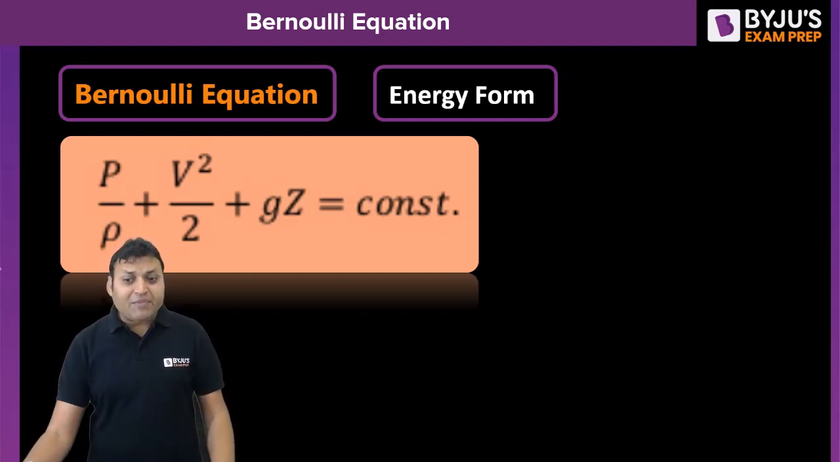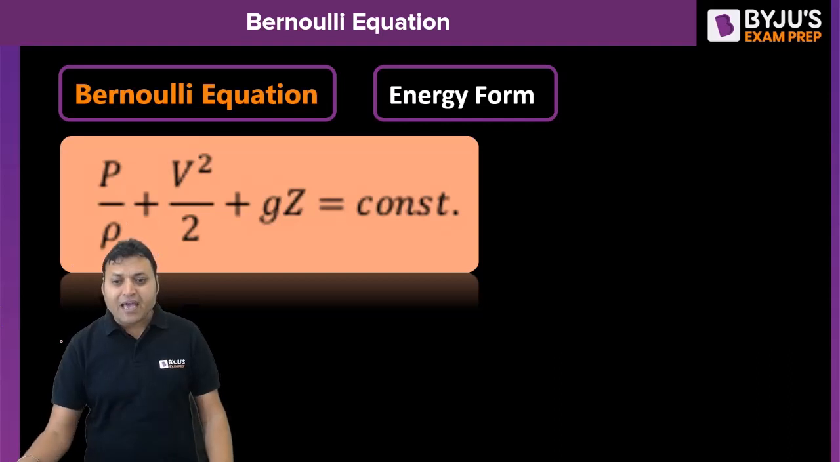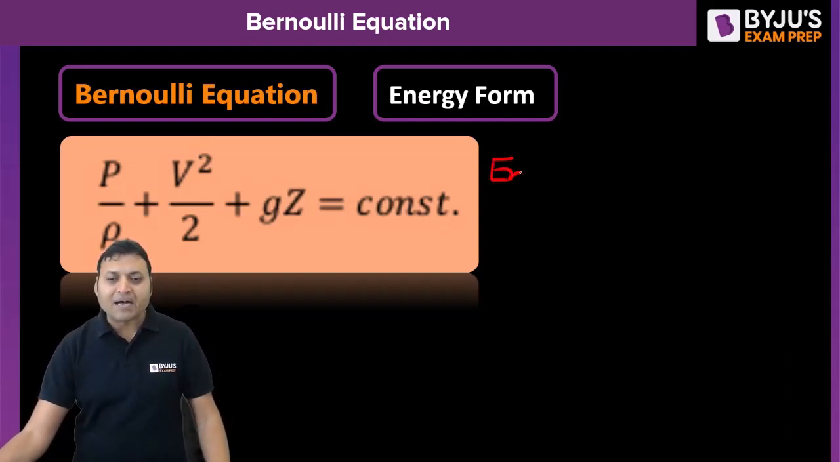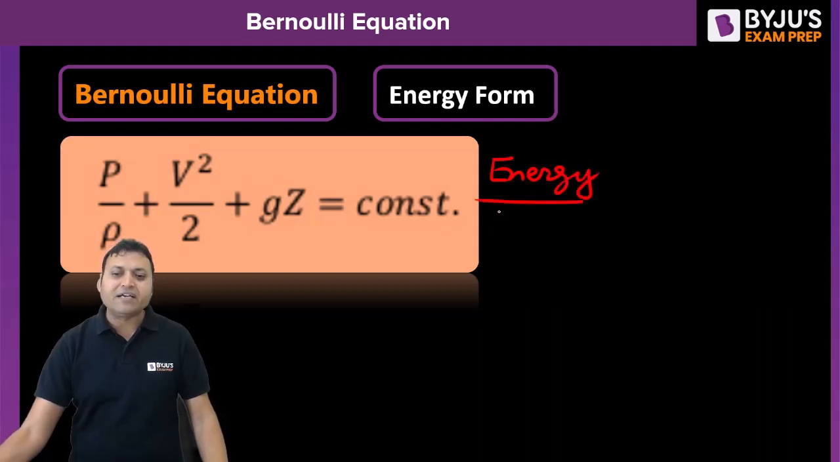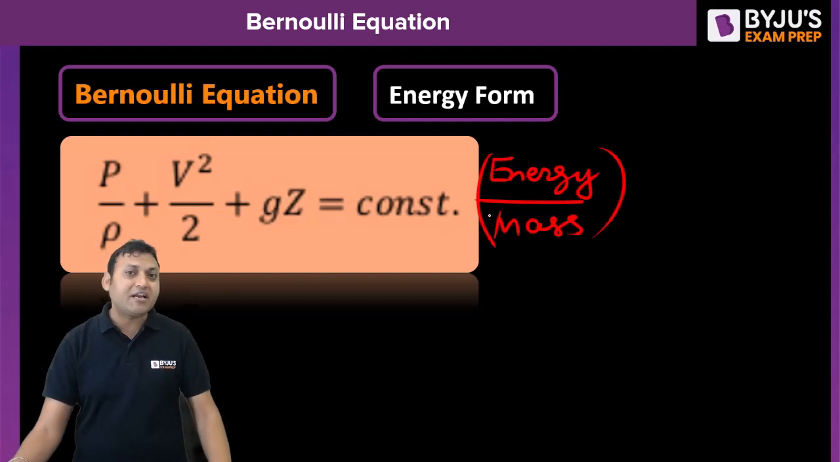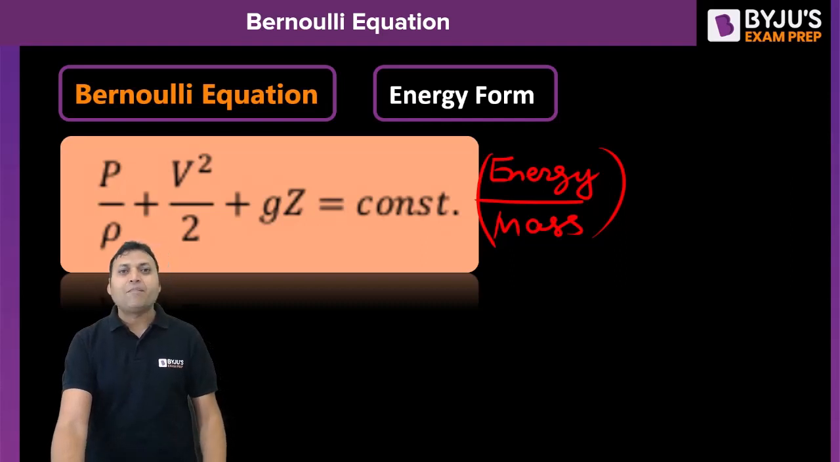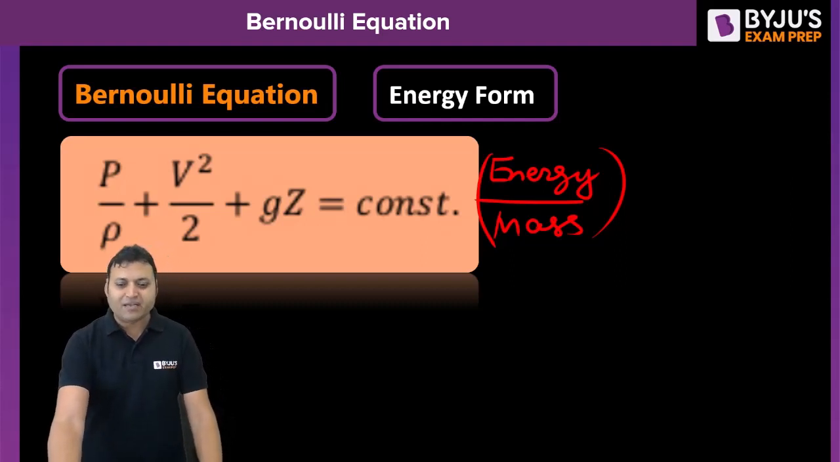So each term in this equation represents energy per unit mass. Each and every term represents energy per unit mass. The first term is pressure energy per unit mass for the flowing fluid. Second term, kinetic energy per unit mass. And the third term represents the potential energy per unit mass.